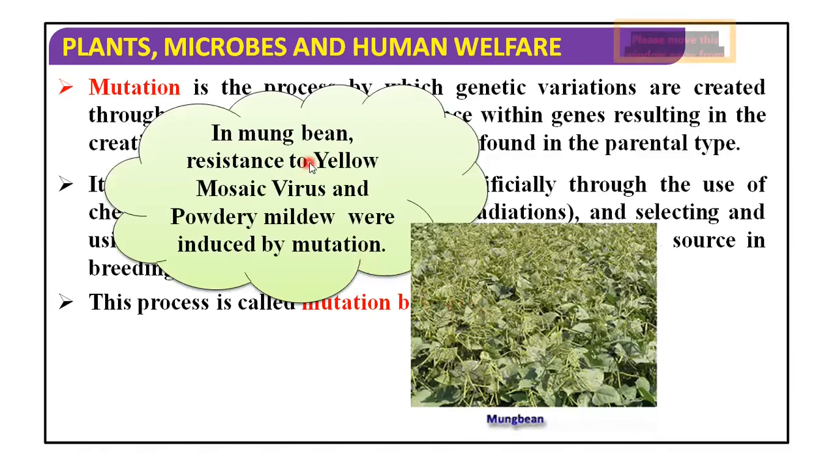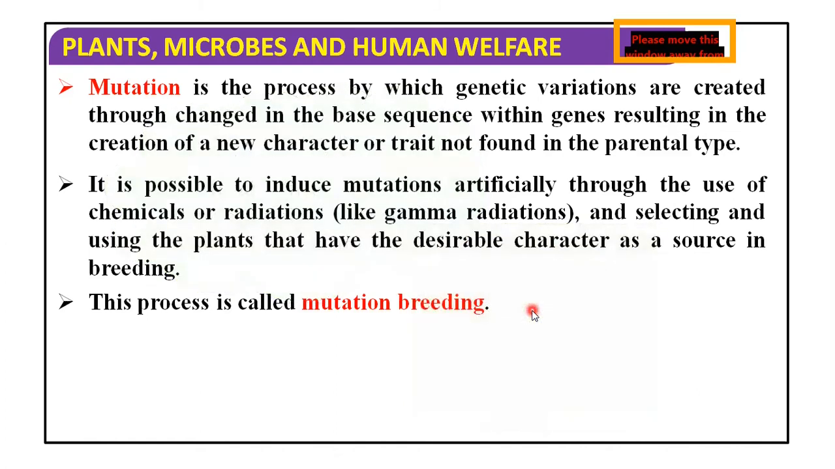Now, in mung bean, resistance to yellow mosaic virus and powdery mildew were induced by mutation. Just for example, this is mung bean. See here, this is the mutation breeding.